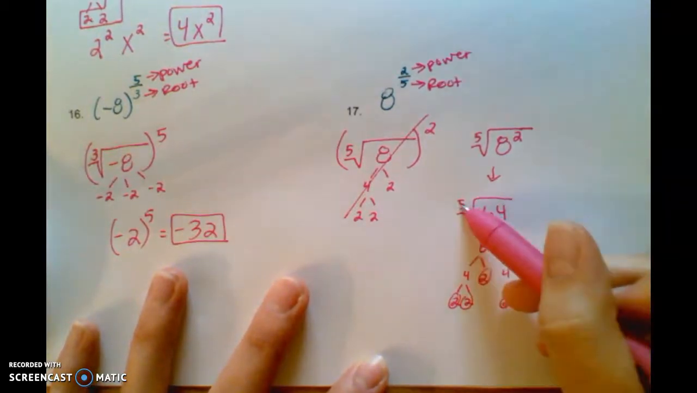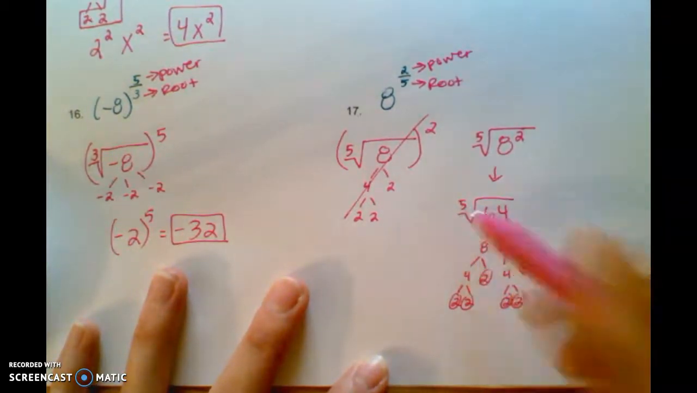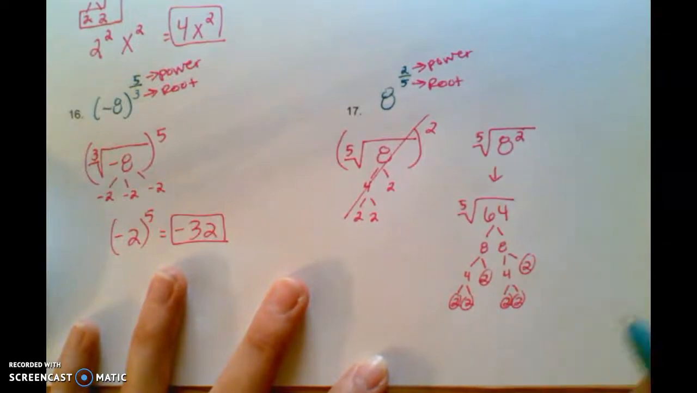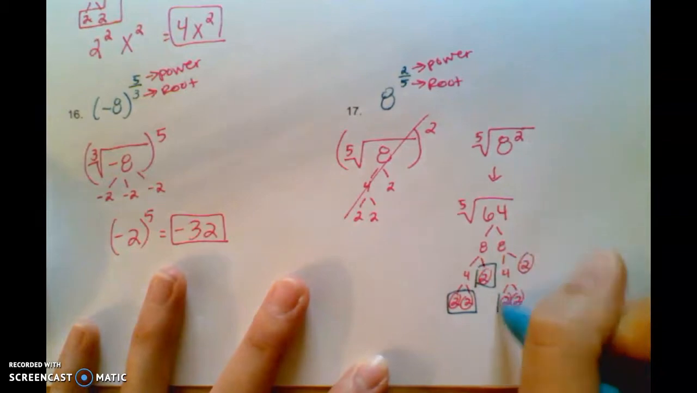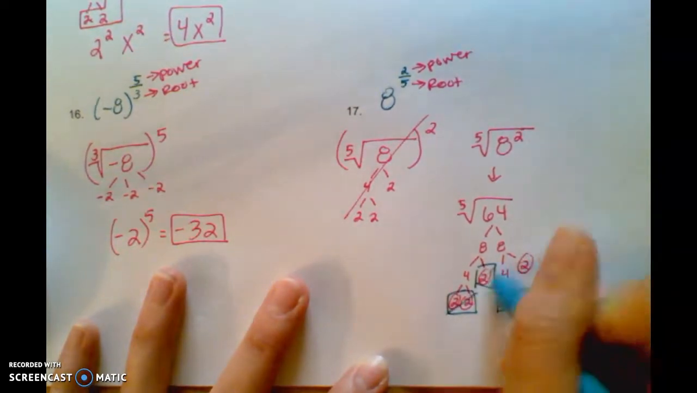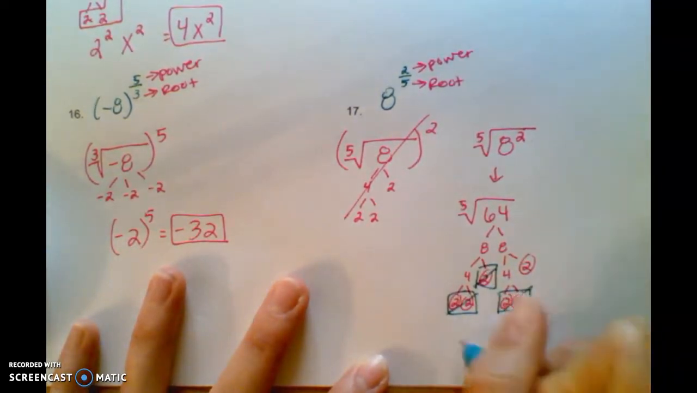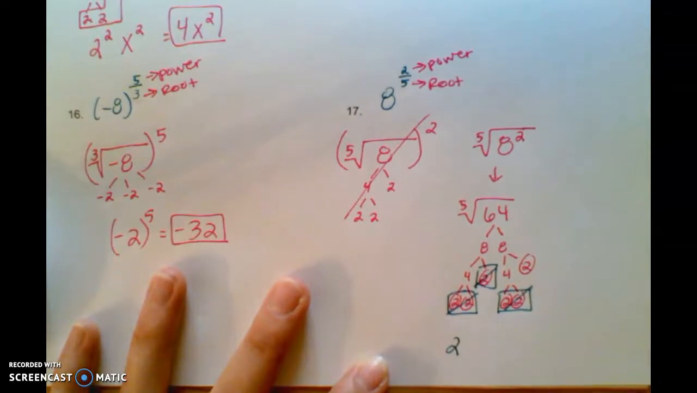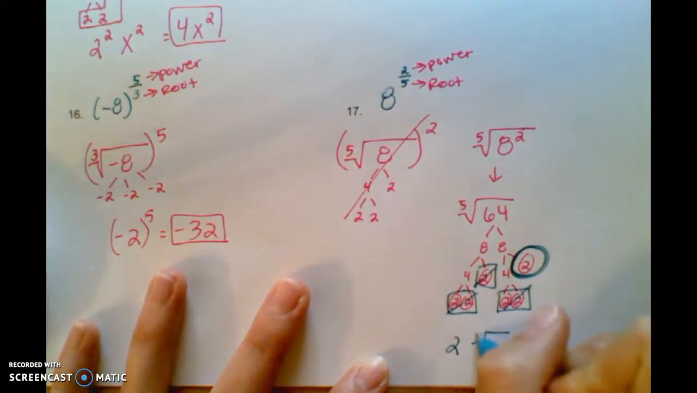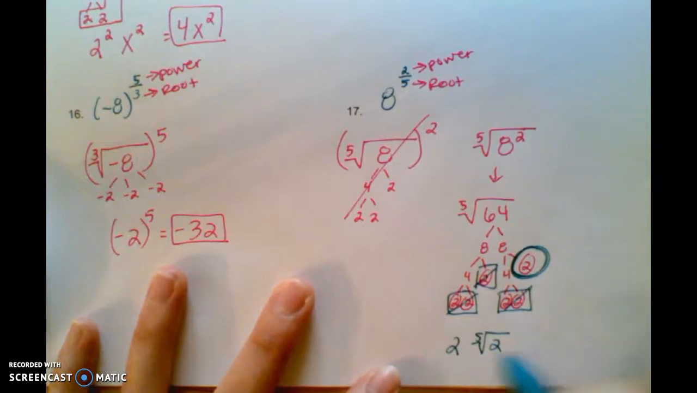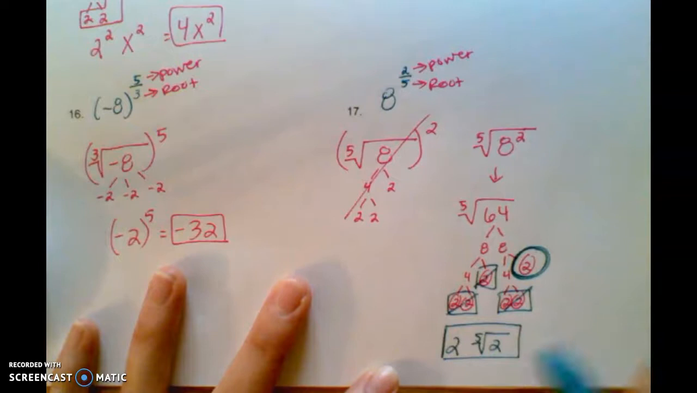Well, we want the 5th root. So that means for the 5th root, we are going to take out a group of 5. So I see 1, 2, 3, 4, 5. We're taking out 5 2's. So I'm bringing out a 2. But what's left here? We are still left with a 2. So that 2 is stuck under the 5th root. So our answer to this one is actually 2 times the 5th root of 2 because that 2 was stuck.